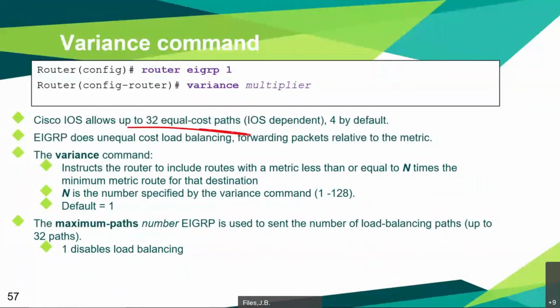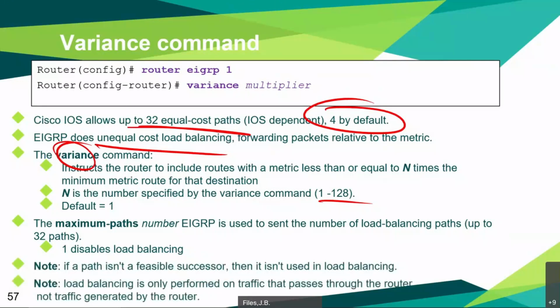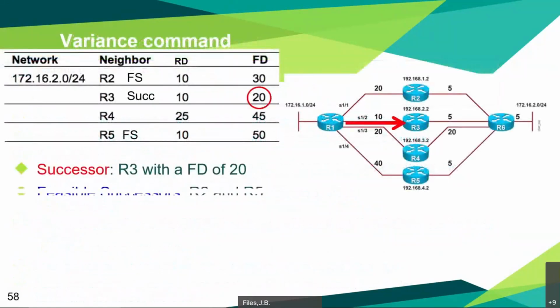So we can have 32 equal cost load balancing. 4 is allowed by default, but we can do unequal cost load balancing using the variance command. Okay, and it's a 7-bit number, so 1 to 128. Okay. All right. Yeah, so that's basically it.